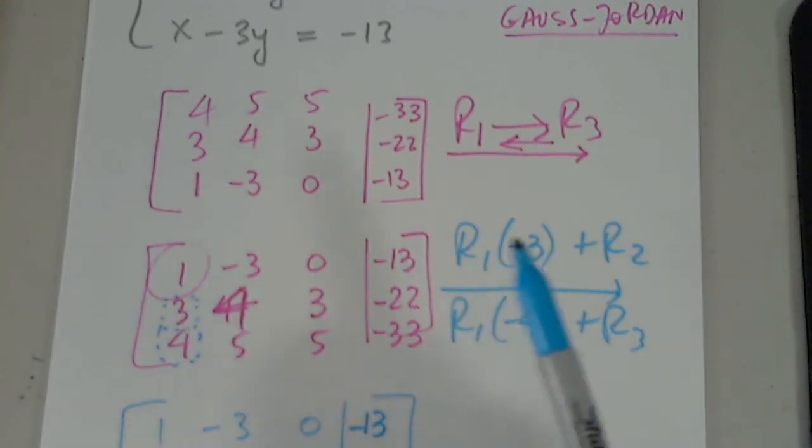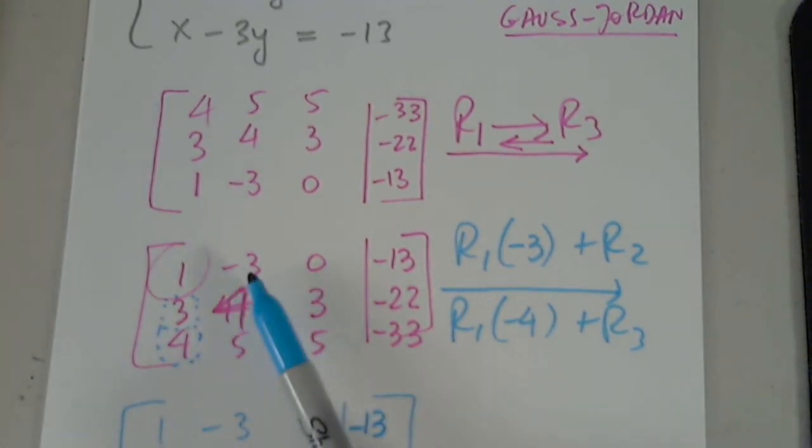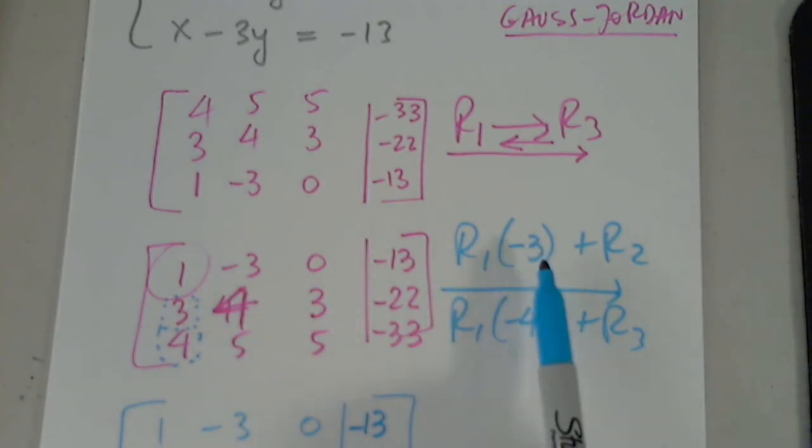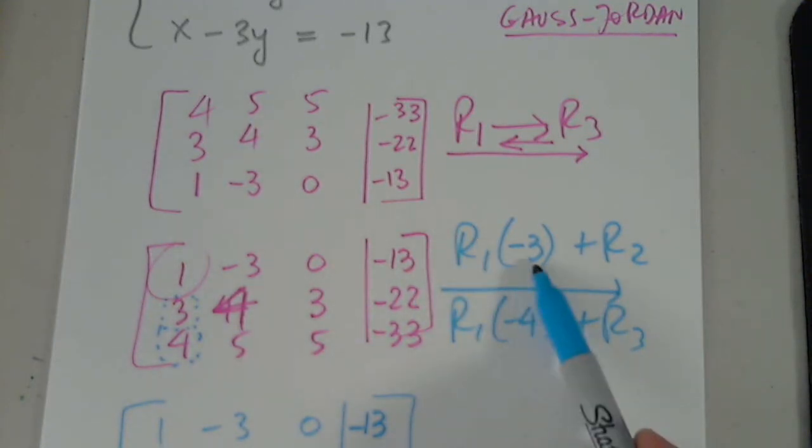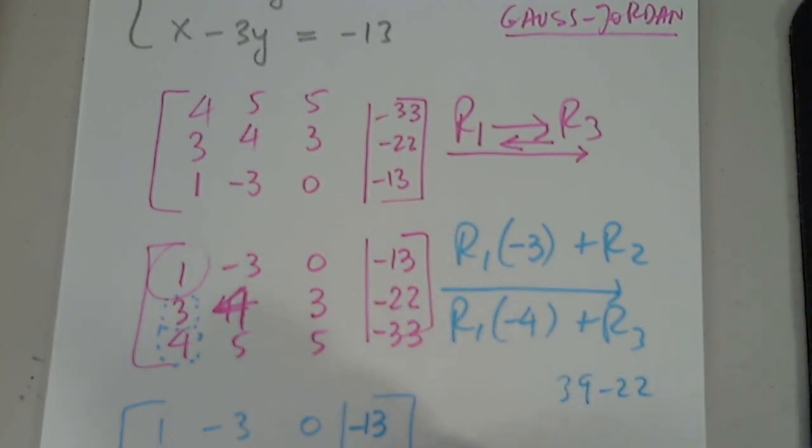1 times negative 3 is negative 3 plus 3. It better be 0. Negative 3 times negative 3 is 9. 9 plus 4, 13. 0 times negative 3 is 0 plus 3 is 3. Negative 13 times 3 is 39. And 39 minus 22 is 17.